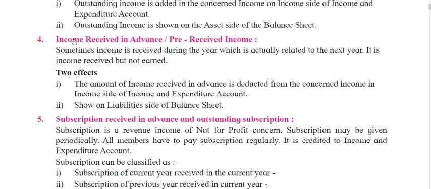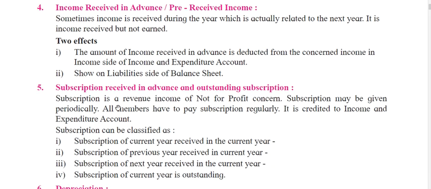There are two effects for income received in advance. First, the amount of income received in advance is deducted from the concerned income on the income side of the income and expenditure account. Second, it is shown on the liability side of the balance sheet. So these are the two effects of adjustments for income received in advance, or pre-received income.